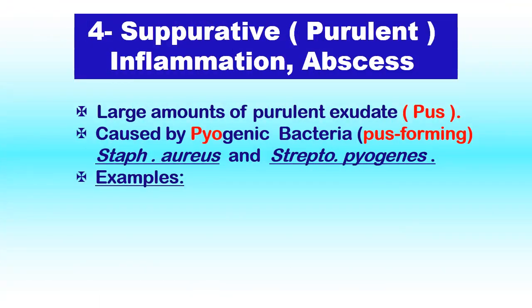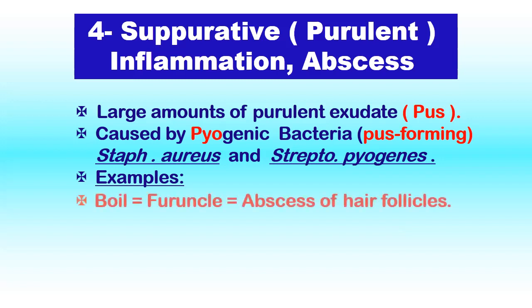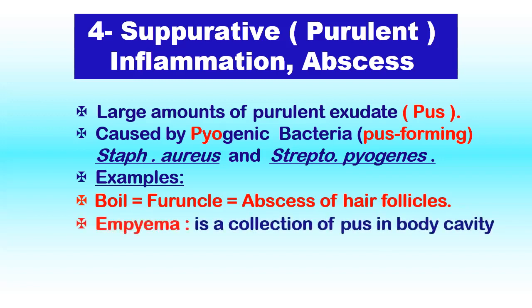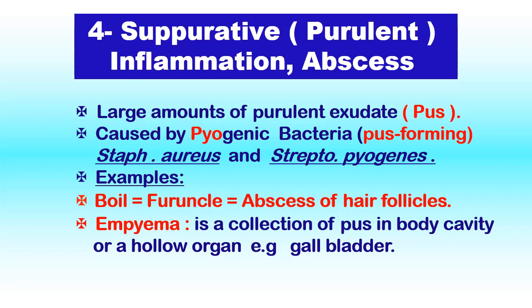For suppurative or purulent inflammation and abscess formation, it is characterized by the collection of large amounts of purulent exudate or pus, and it is caused by pyogenic bacteria, which are called pus-forming bacteria. Pyo means pus, genic means forming, such as Staph aureus and Streptococcus pyogenes. Examples of suppurative inflammation are boil or furuncle, which is abscess of the hair follicles, and empyema, which is a collection of pus in a body cavity, such as pleural or peritoneal cavity, or a hollow organ, such as empyema of gallbladder.